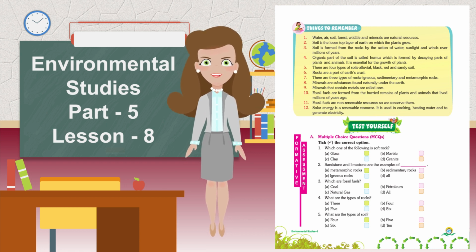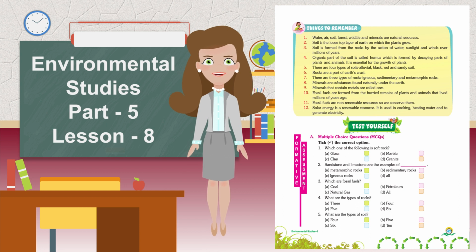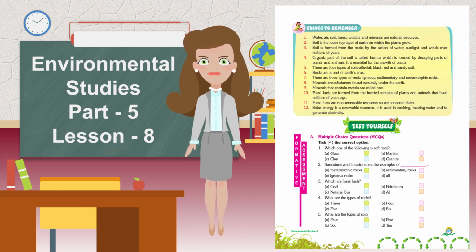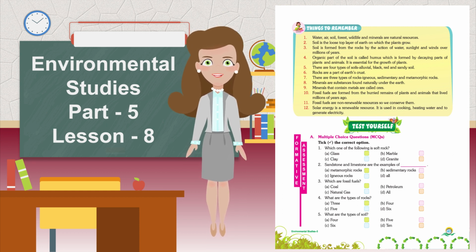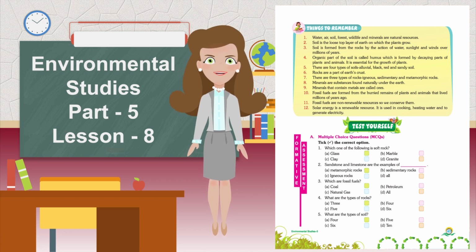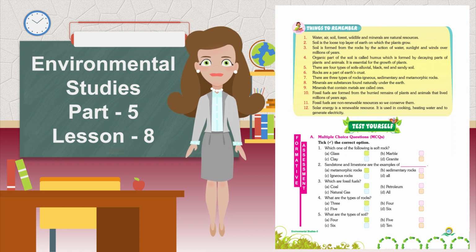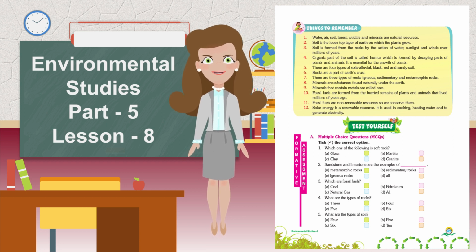There are 4 types of soils: alluvial, black, red, and sandy soil. Rocks are a part of Earth's crust. There are 3 types of rocks: igneous, sedimentary, and metamorphic rocks. Minerals are substances found naturally under the earth. Minerals that contain metals are called ores.